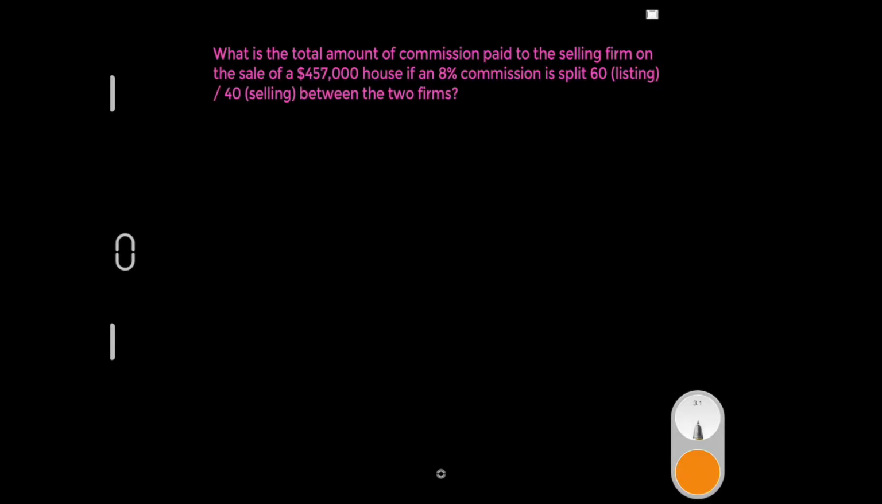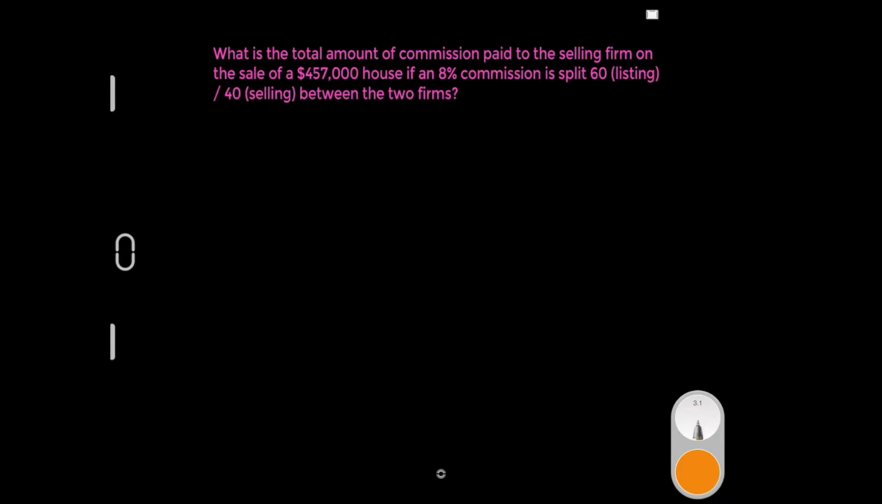So let's get started. The first step, of course, as always, is to read the problem. What is the total amount of commission paid to the selling firm on the sale of a $457,000 home if an 8% commission is split 60 for the listing and 40 for the selling between the two firms? All right, well, now that we've read the problem, our next step is to do it.